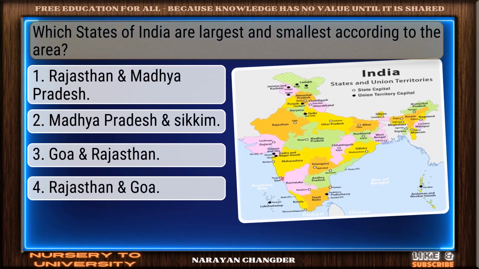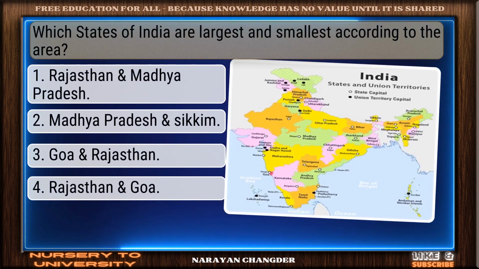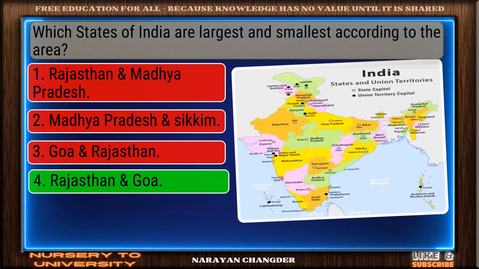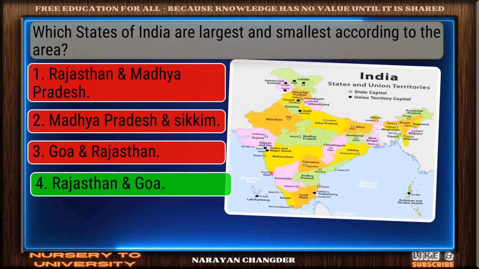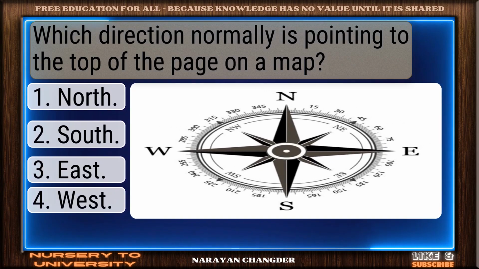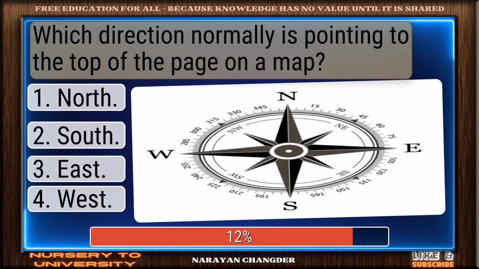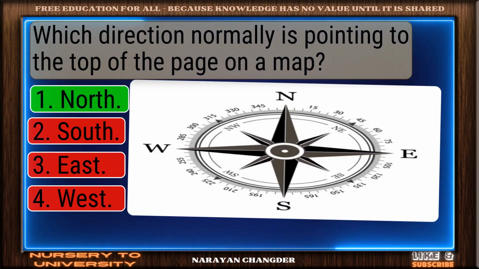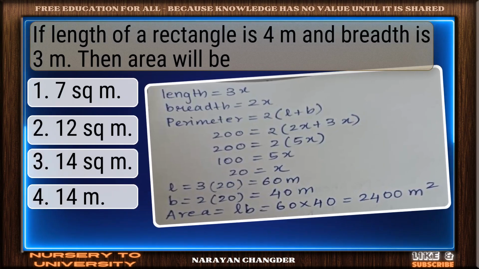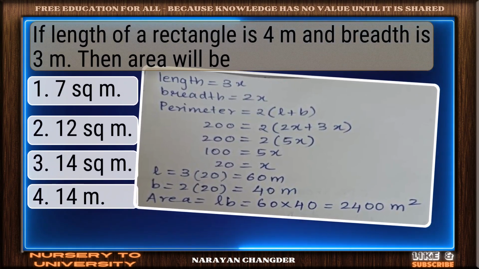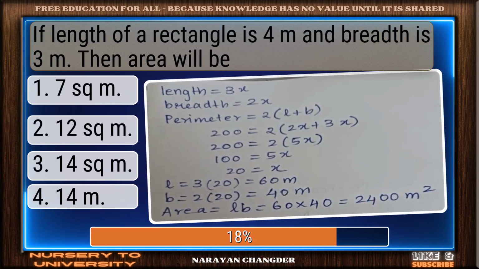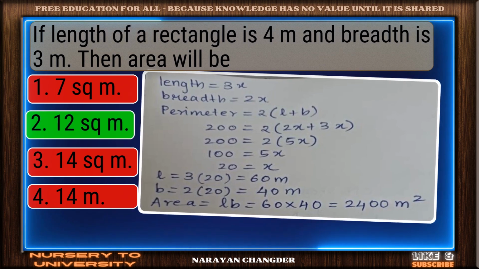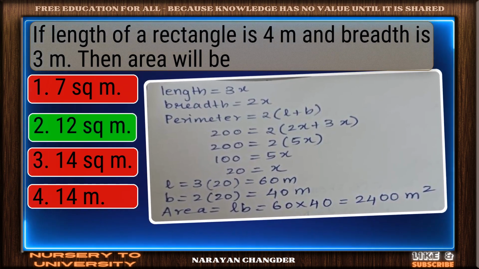Which states of India are largest and smallest according to the area? Nicely done. Rajasthan and Goa is a solid answer. Which direction normally is pointing to the top of the page on a map? Smart move. North is an accurate answer. If length of a rectangle is 4m and breadth is 3m, then area will be. Exactly. 12 sq m makes sense and it is right choice.